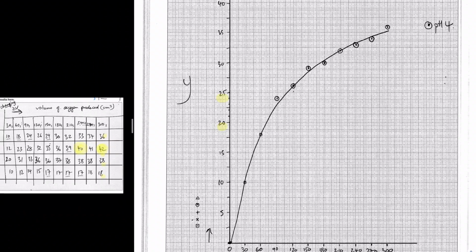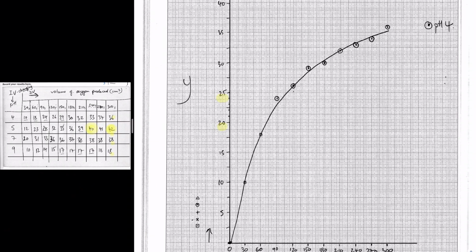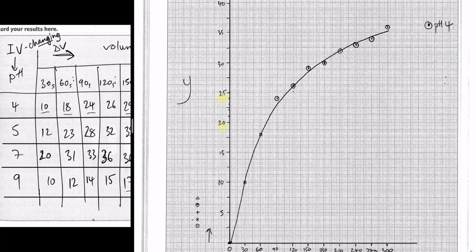So, next, you would start plotting your next data set. I would like it on the same graph, please, to give you as much space to plot these graphs as you can. So then I would look at my next set of data, which is 30 seconds, pH 5, and it would be 12, so 30 seconds, it's 12, so 4 more, 2 more. There it is, and I said that I would use a cross, didn't I?